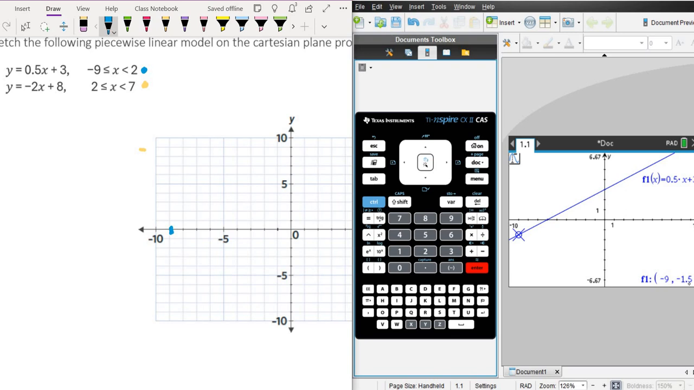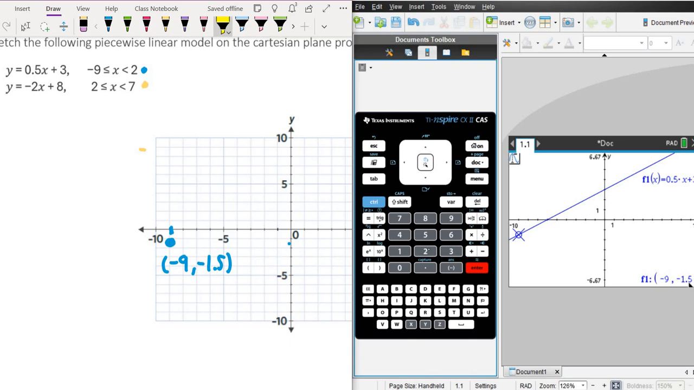So where x is -9, y is around -1.5. So it's right there. And we should make sure it's a closed circle because it's included at this point. And we want to label it as well. All right. So this is where it's starting and it's ending at 2. And we're not including 2. As you can see, the sign doesn't include 2 because it's not equal to 2.